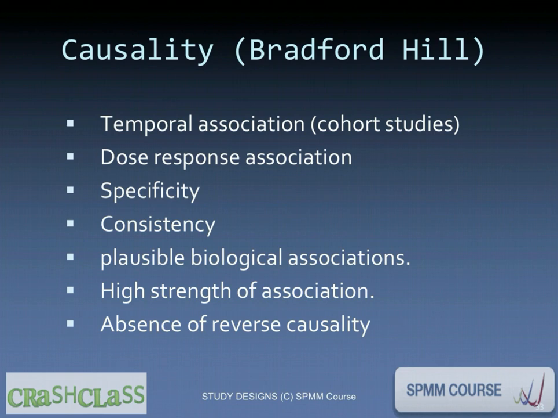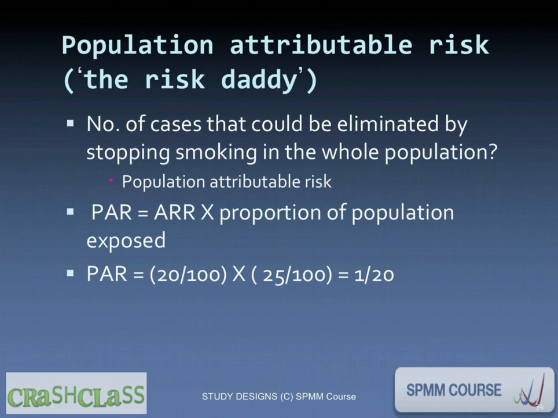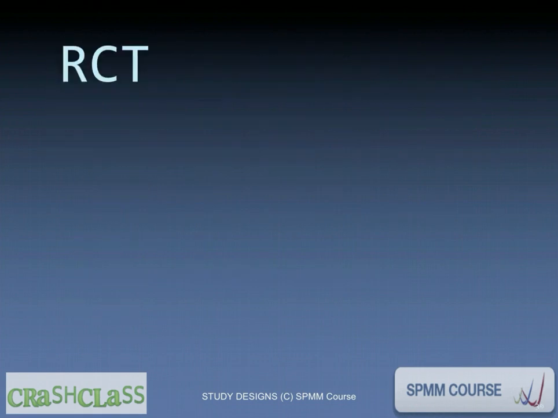Okay, so these are some of the criteria that have to be satisfied. None of the individual criteria is necessary. None of them are sufficient as well. So you need to know these criteria as indicators of causality. Okay, so now let's move on to the next session, randomized controlled trials.